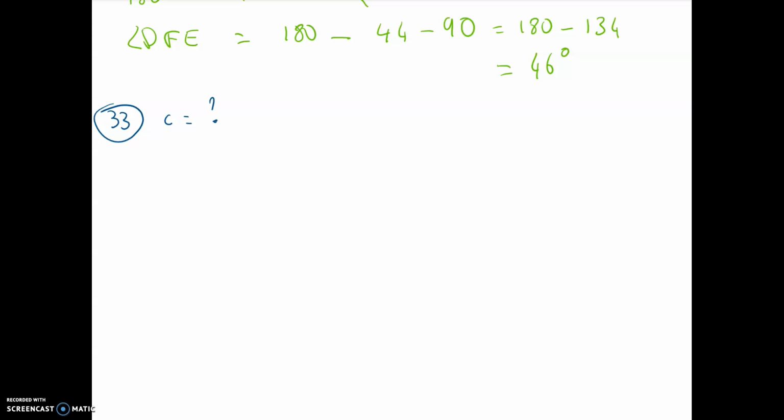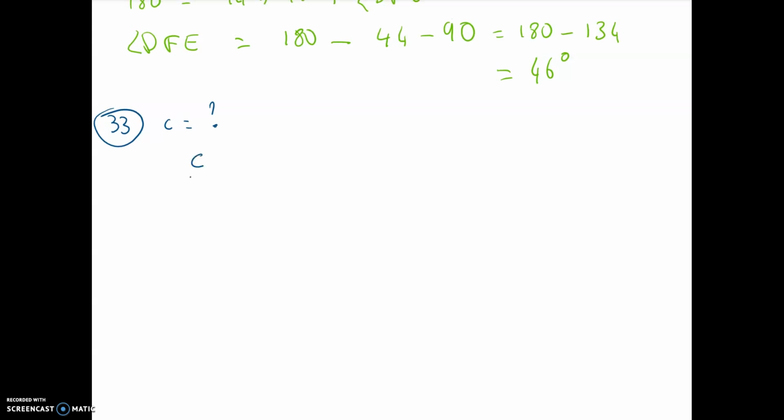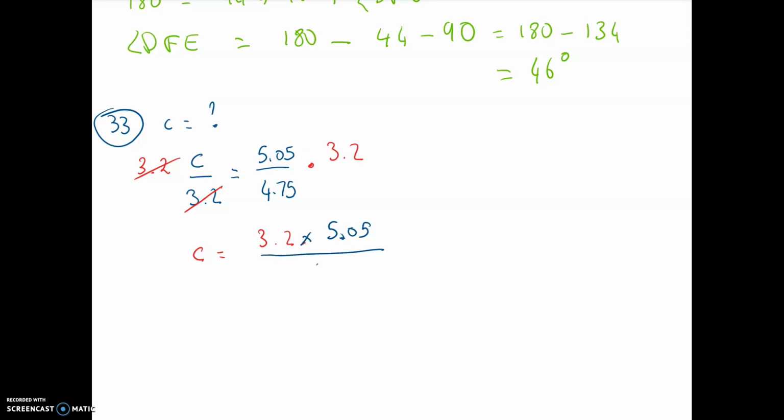the segments of transversal, and we are going to say that C divided by 3.2 will be equal to 5.05 divided by 4.75. Now you want to have C by itself, so you will have to multiply the left side by 3.2 to have the 3.2 divide out, and so you will have to multiply by 3.2 the right side. So now C is equal to 3.2 multiply by 5.05 over 4.75. And the answer is going to be 3.4.